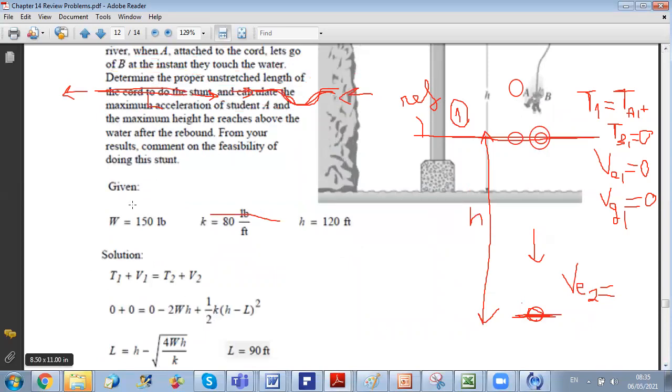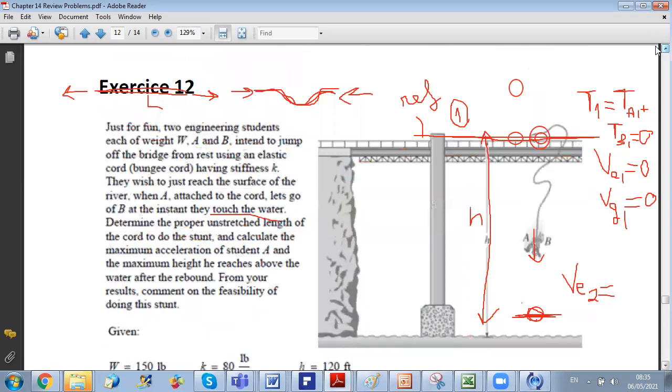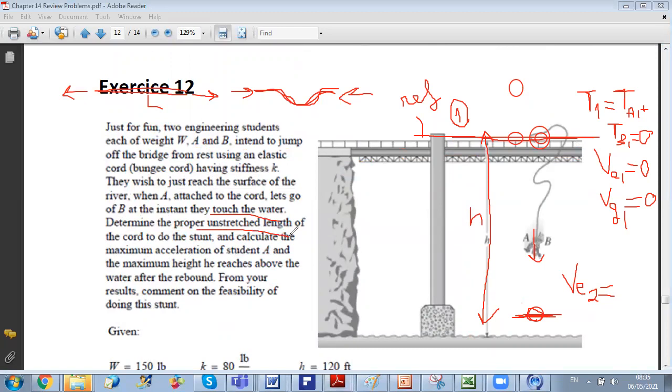Look, the value of L. Let us check when they gave us L. L is to be calculated, meaning we need to find L. Agreed? L is an unknown. We want to determine the appropriate unstretched length of the cord.